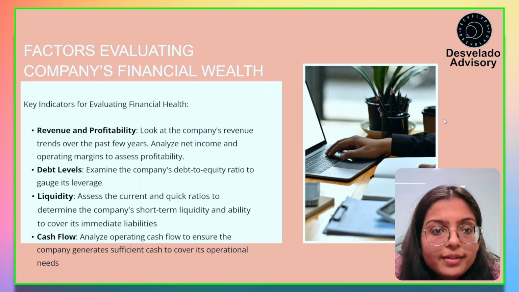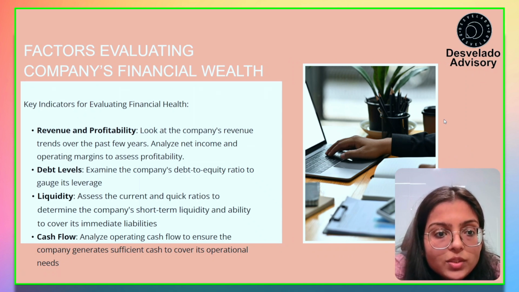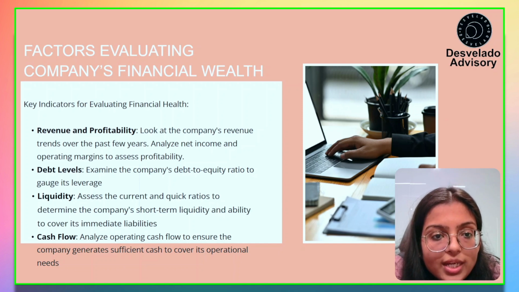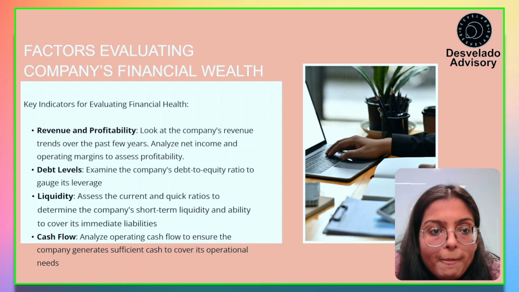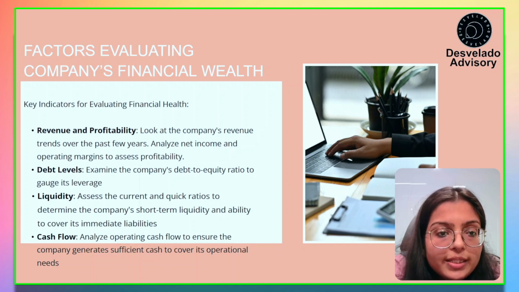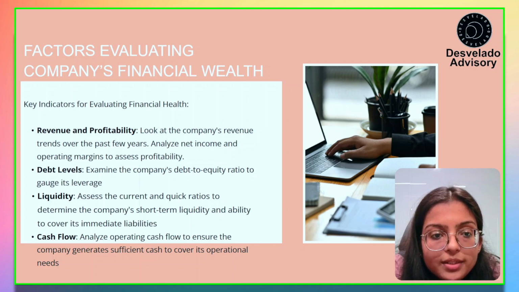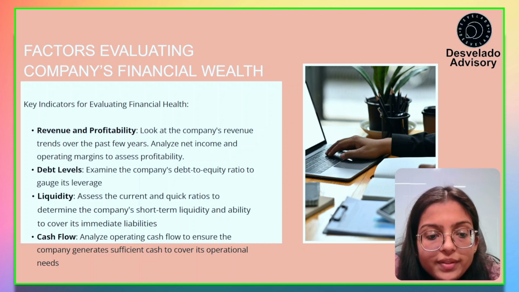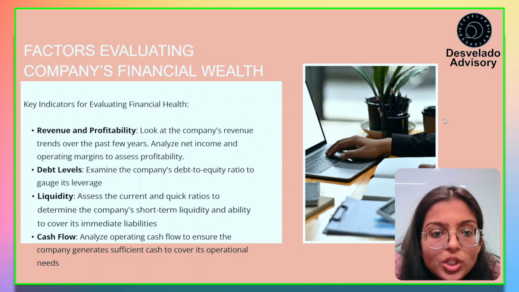Now, what are the factors that evaluate a company's financial health? Key indicators for evaluating financial health start with revenue and profitability. In order to see whether the company is financially healthy or not, we have to look at its revenue trends over the past few years, and analyze net income and operating margins to assess profitability. Second is debt levels. We examine the company's debt to equity ratio to gauge its leverage.